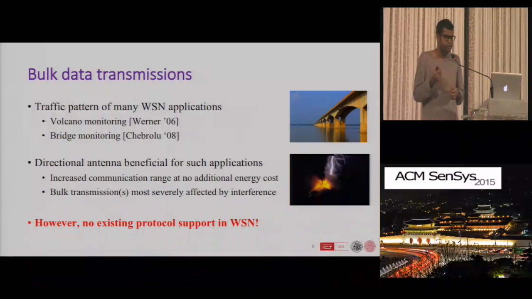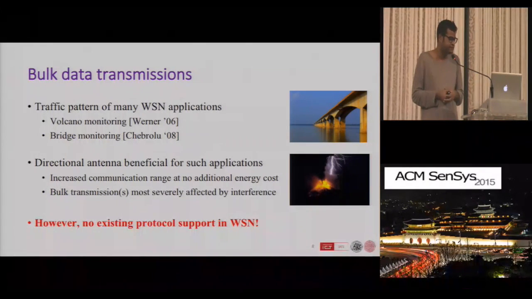And this needs to be communicated over multiple hops to a sink node for further processing. The directional antennas could be extremely useful for such applications, as they increase the communication range at no additional energy cost. Bulk transmissions also occupy the channel for a large period of time, and hence the ability to reduce the interference could be extremely useful for such applications. However, there is no existing protocol support in wireless sensor networks to exploit these features of directional antennas for bulk data transmissions.